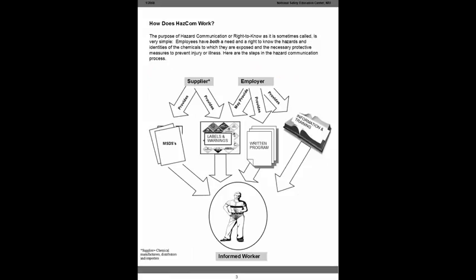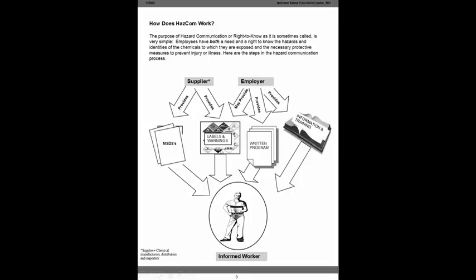And so hazardous communication, it says it's the right to know. How does it work? Employees have both the need and right to know those hazards. Material safety data sheets are one step that we talked about on the last slide. They contain information on the health hazards, any PPE you might need, and the emergency procedures if somebody is exposed, or ingested, or whatever.